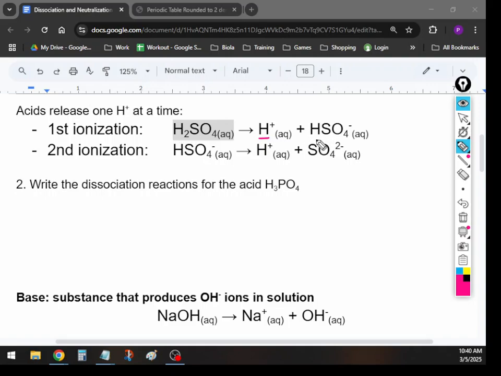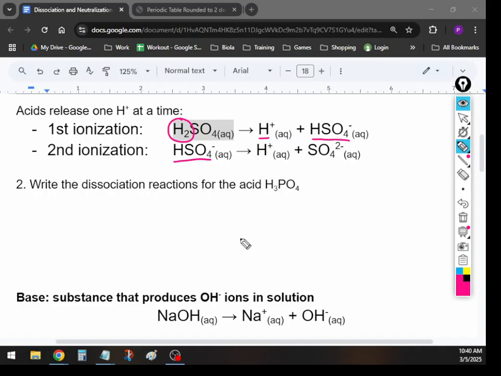Okay. Now this right here, since it has a hydrogen, can also work as an acid. So we're going to take it to the bottom right here. And this acid can also release a hydrogen. So we take off an H, and it becomes SO4 2 minus. So acids can have multiple ionizations depending on how many hydrogens they have. So this guy has two hydrogens, so it has a first and second ionization, which means it releases it twice.